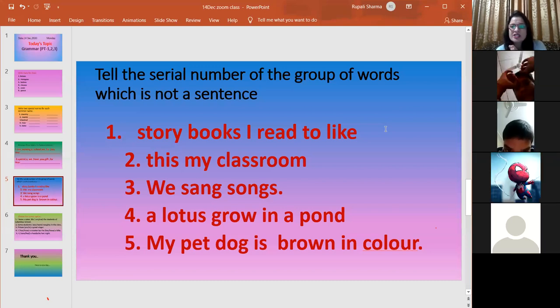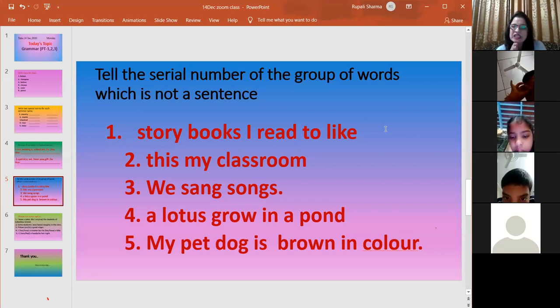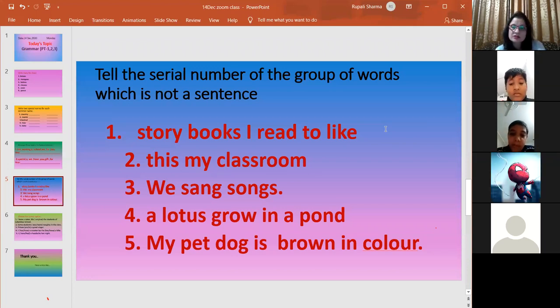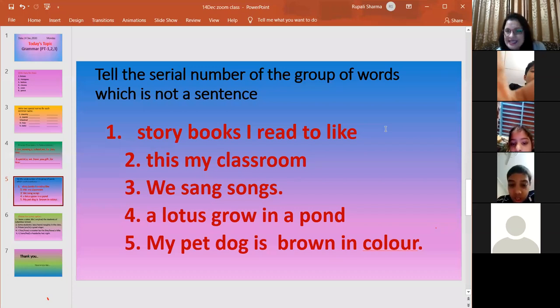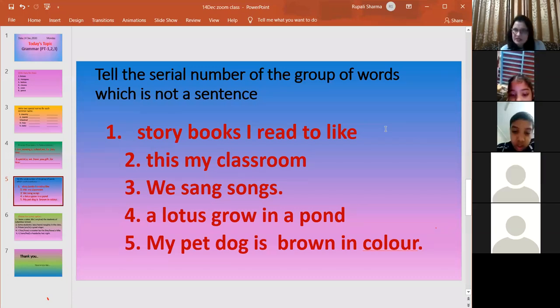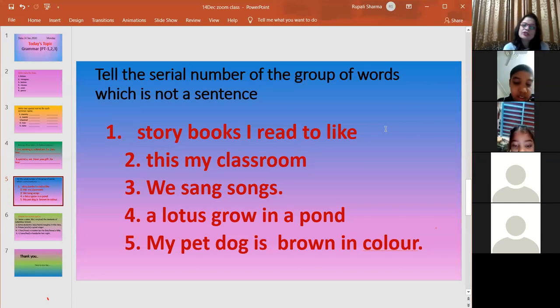Summer Singh, can you tell me what is a sentence? Sentence is a group of words which make some sense. A sentence always starts with a capital letter and ends with a full stop. Only number five is a sentence.